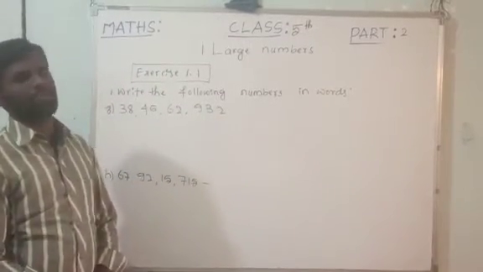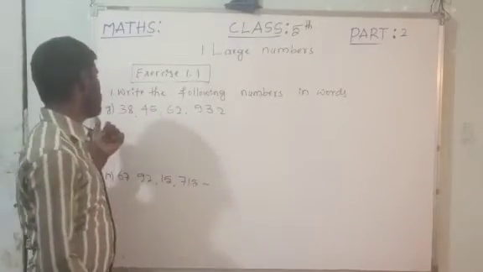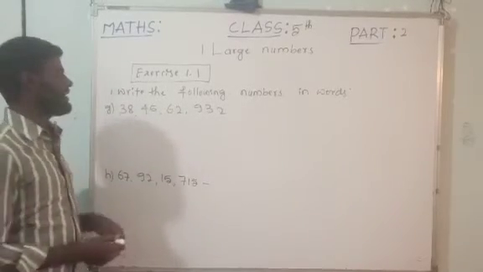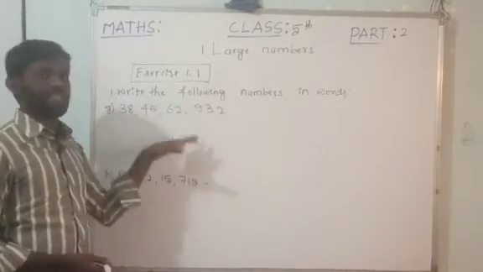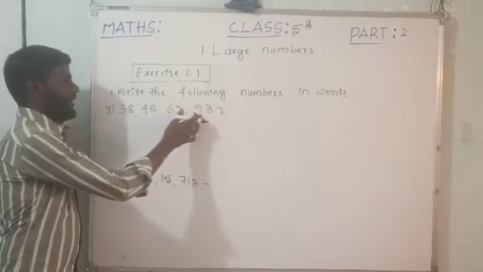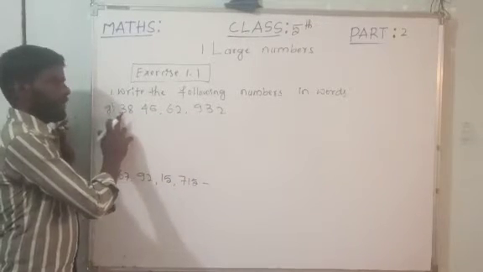First chapter, large numbers. In that, yesterday we started exercise 1.1. In that one, first main, write the following numbers in words. Question G. Let us see, dear children, write the following numbers in words. Here you need 10, 100, 1000 to 10,000, lakh to 10 lakh, crore to 10 crore.